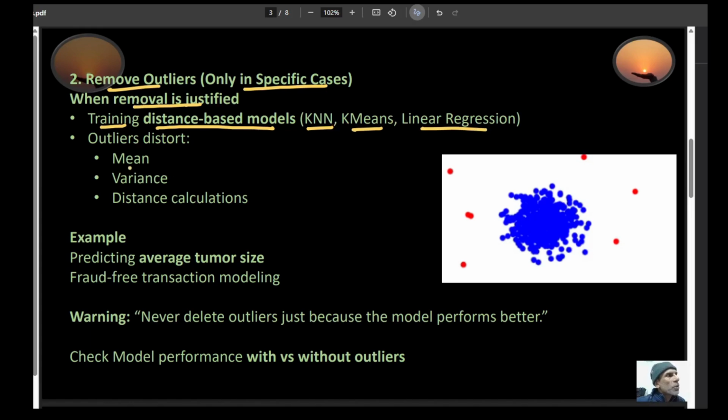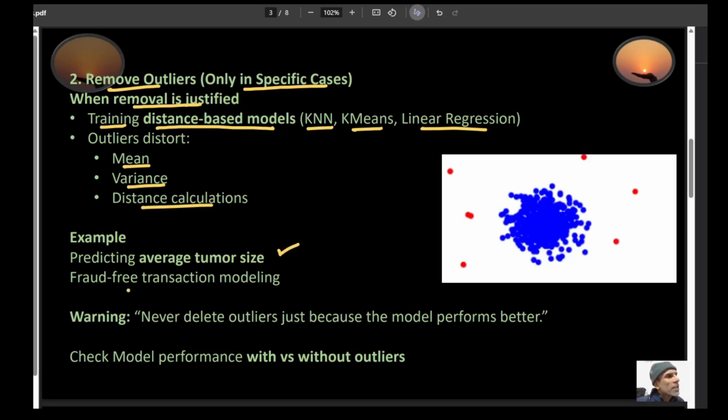Outliers can distort your mean value, your variance, and your distance calculation. Because they can do all these things, removal is justified in these scenarios. For example, let's say you're predicting average tumor size. In that case, remove your outlier because it is going to distort this.